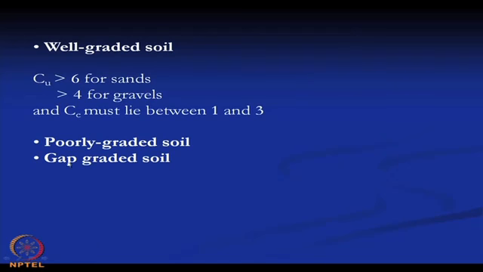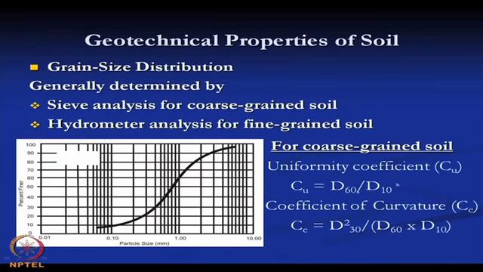And the third type of soil is gap graded soil. Now, what is well graded soil, what is poorly graded soil, what is gap graded soil? Well graded soil is the soil where the different particle sizes are present in almost equal amounts, so that there is a proper distribution of the soil. The amounts of the different sizes of particles are more or less equal in the soil.